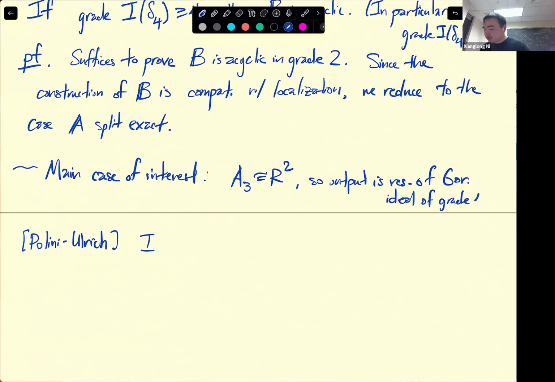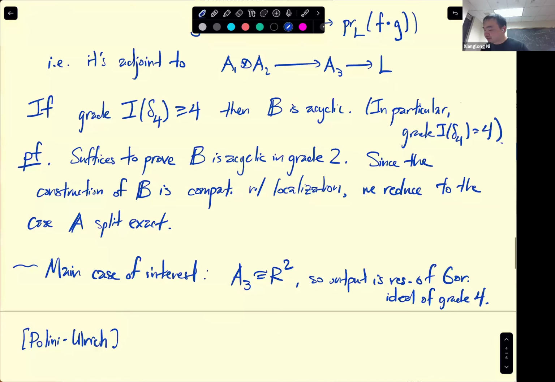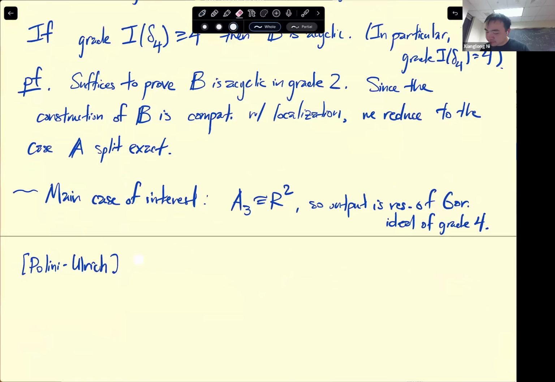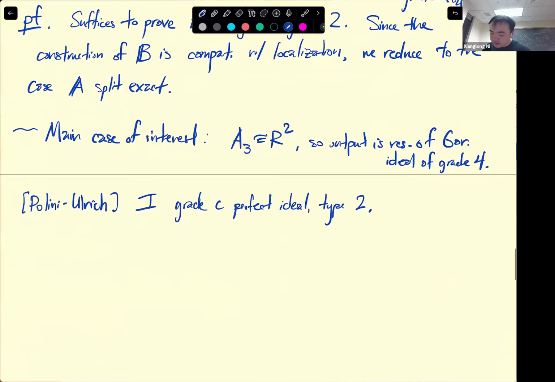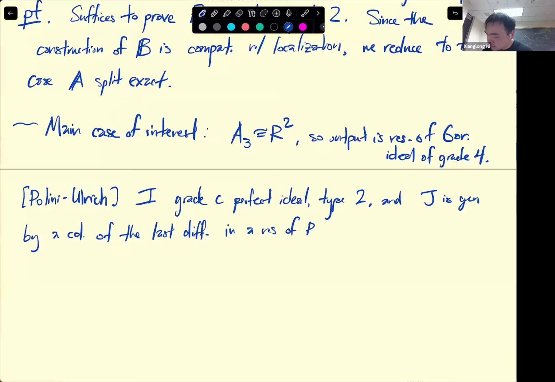Right. So Pollini and Ulrich have shown that this actually holds in some sense in greater generality, at least for the case of type 2, which is that if I is a grade C type 2 perfect ideal, and J is generated by a column of the last differential in a resolution of I, then if grade J is C plus 1, then it is Gorenstein. And they use a theory of residual intersections to prove this.